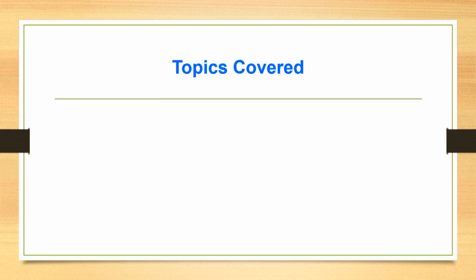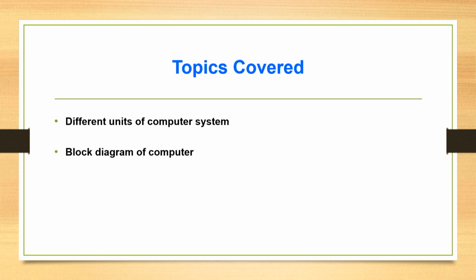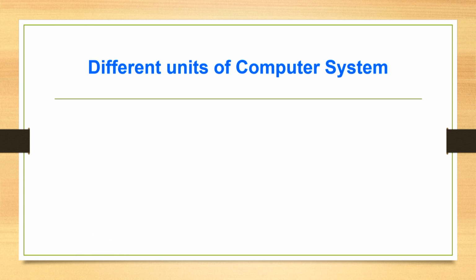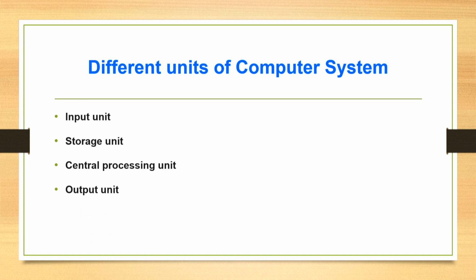The topics that I am going to cover under this lecture are the different units of a computer system, the block diagram of a computer, and input devices. So, let us first start with the different units of a computer system. Basically, we can say these are the components of a computer: input unit, storage unit, central processing unit and output unit.